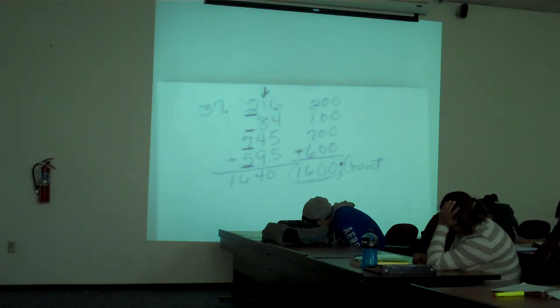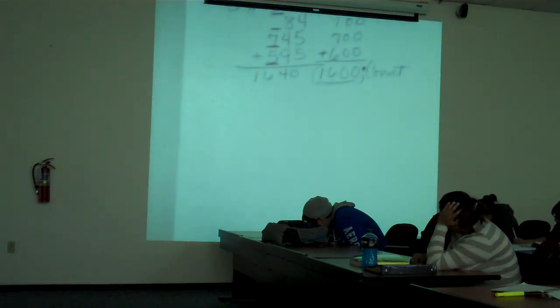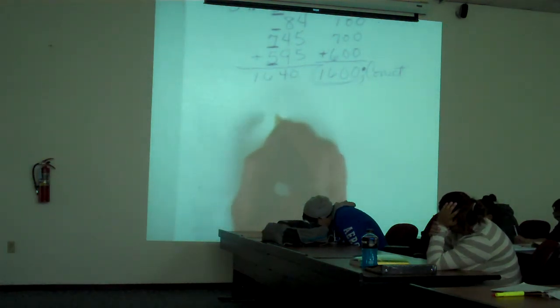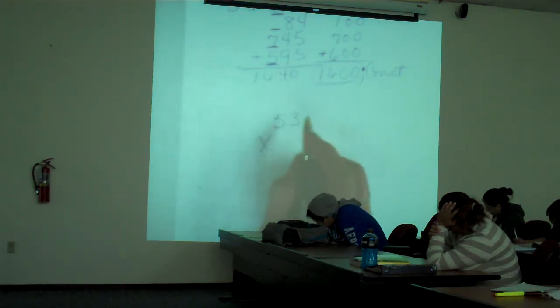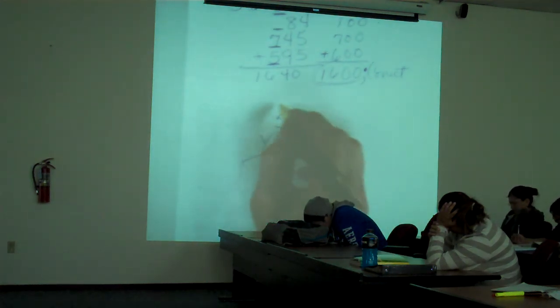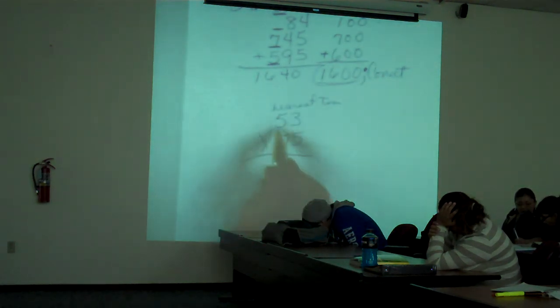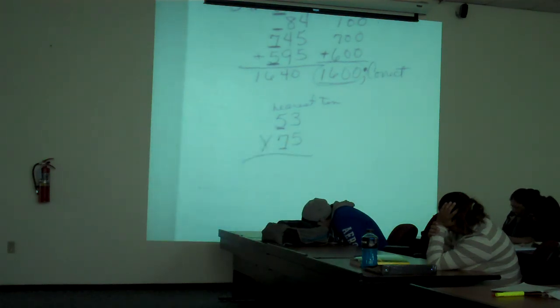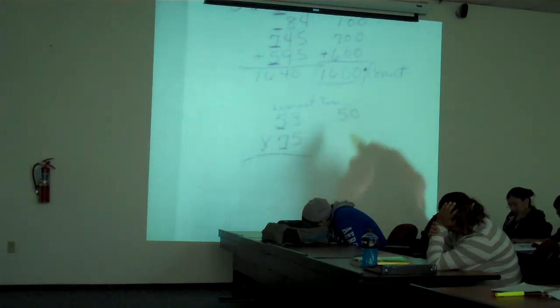Okay, let's round on some that we're multiplying on. How about, we'll just make one up here. Let's round 53 times 75. Let's round to the nearest 10. So that would be these numbers. Okay, 53 rounds to 50. 75 rounds to 80.